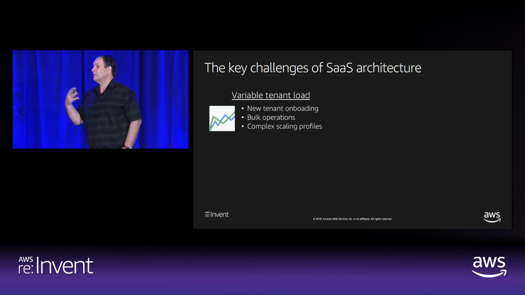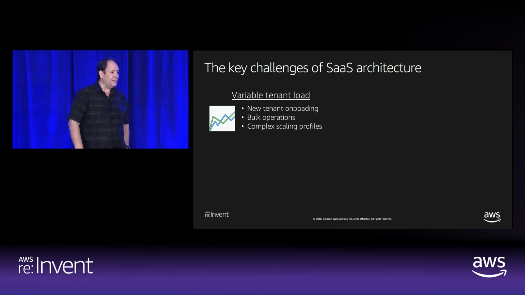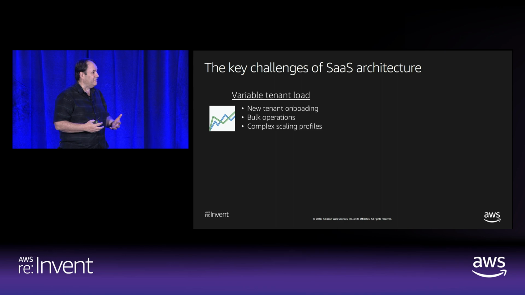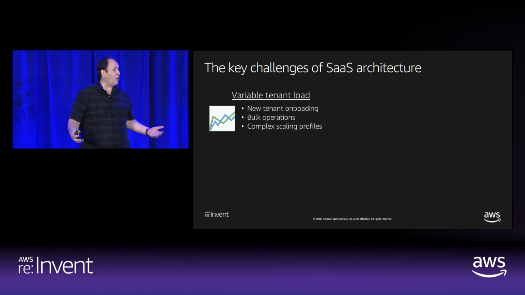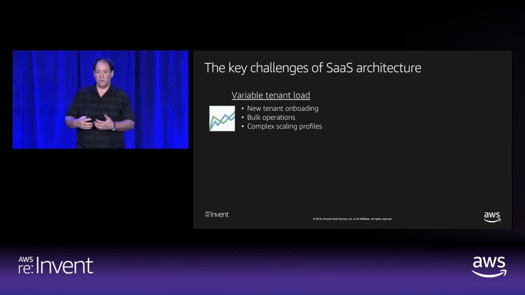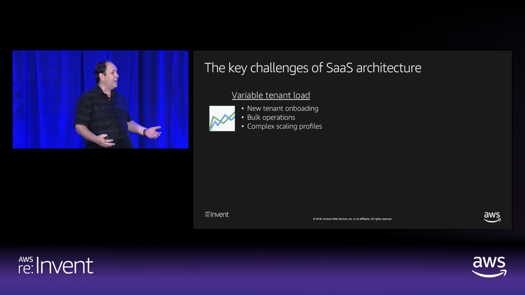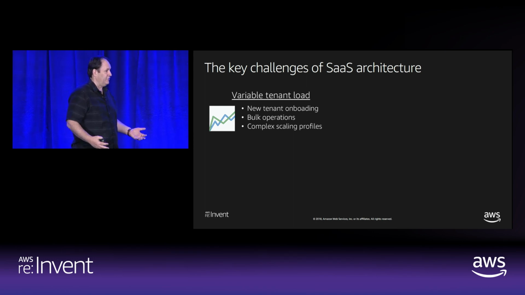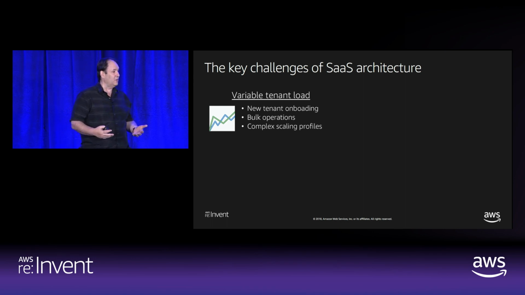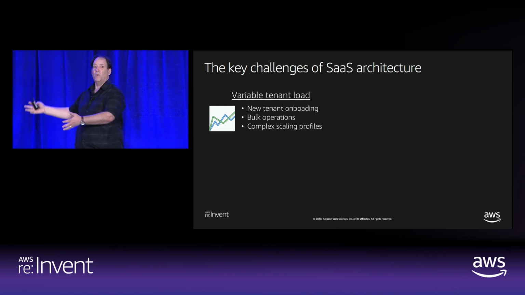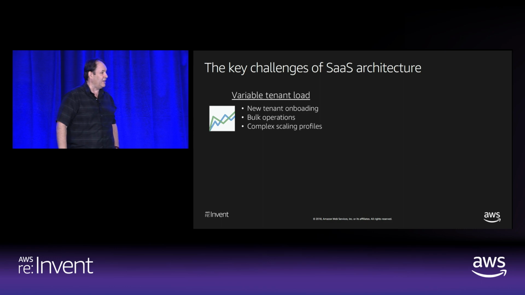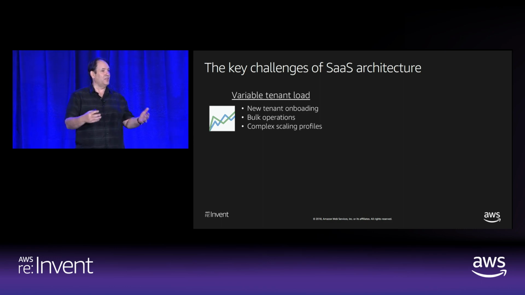One thing that is probably obvious, but not everybody addresses very successfully in their architecture, is this idea of variable tenant load. What we find is that in multi-tenant environments, we're getting new tenants all the time, we can't control that, so the profile of those tenants and the number of tenants is changing all the time, and their usage patterns are often unpredictable. They're using the system one way one day, and the next day another way. One day they're doing these really massive bulk operations at certain times of the day.